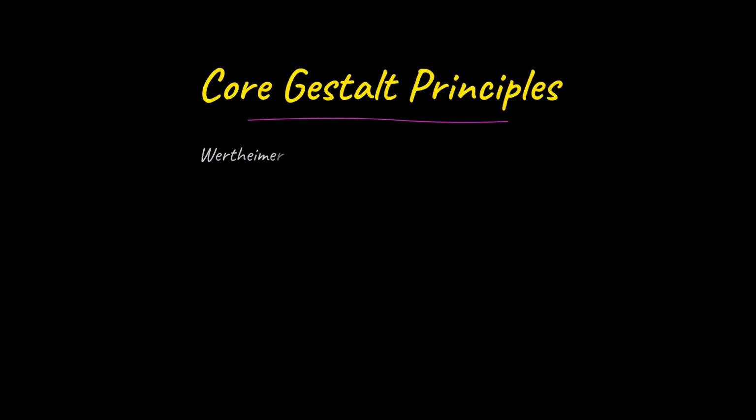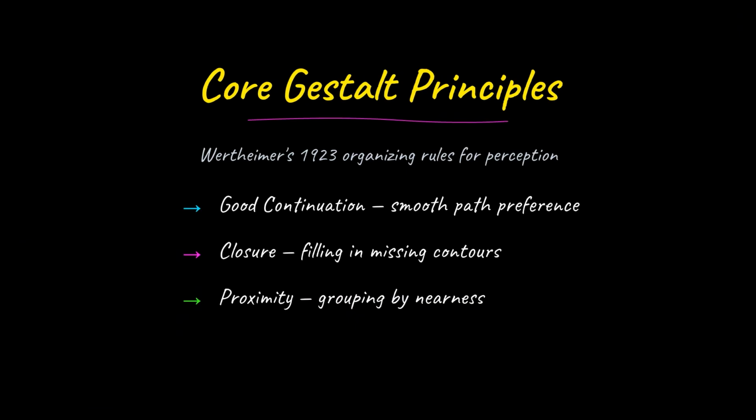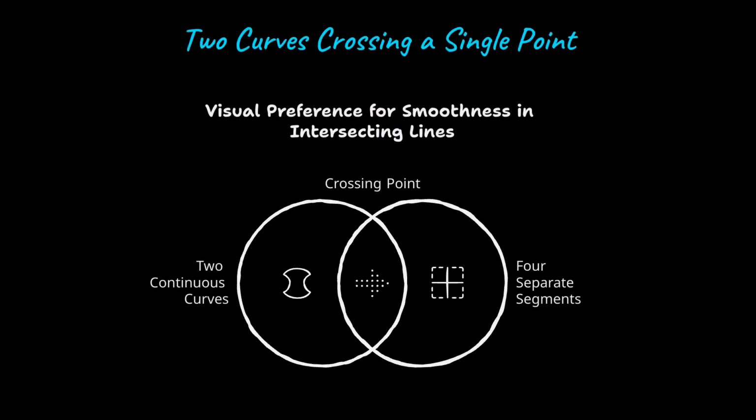Max Wertheimer identified these principles as defaults the visual system uses to favor the most likely interpretation of a scene. Good continuation specifically favors low curvature, predictable paths over abrupt changes. When two curves cross at a single point, good continuation causes us to perceive two smooth curves passing through each other, rather than four separate segments meeting at a corner. The preference is automatic and operates below conscious awareness.